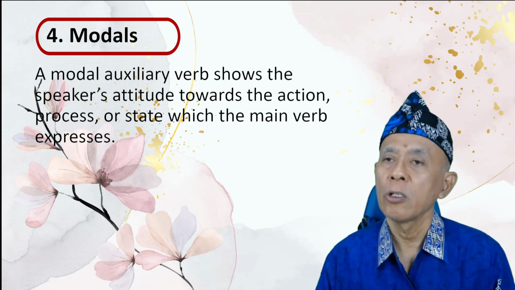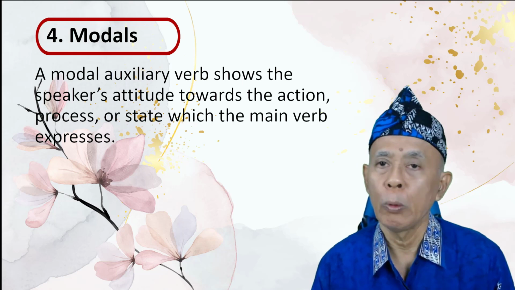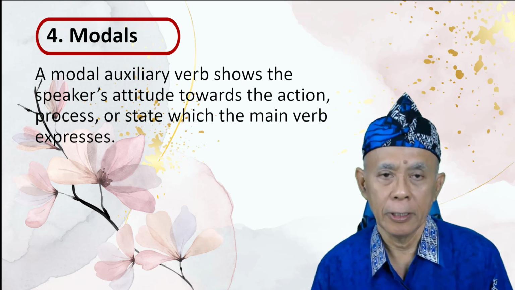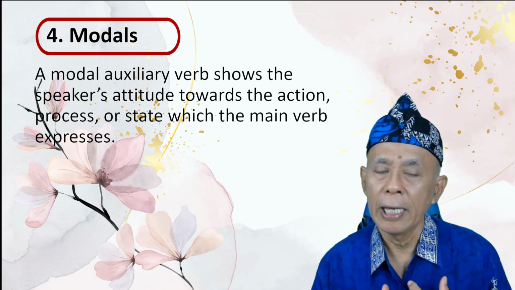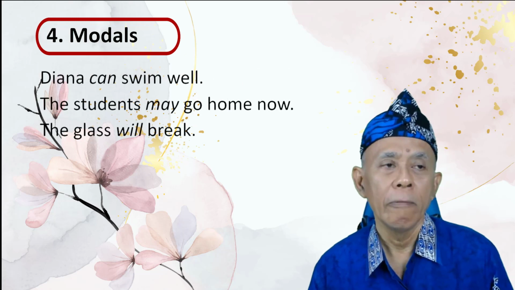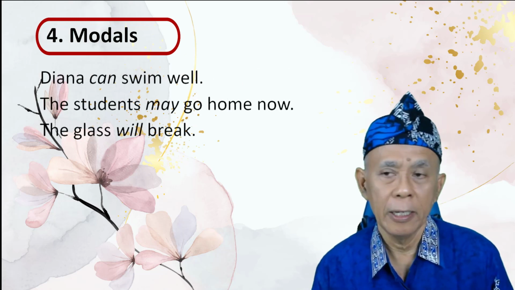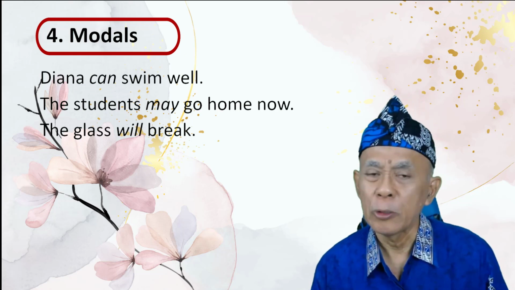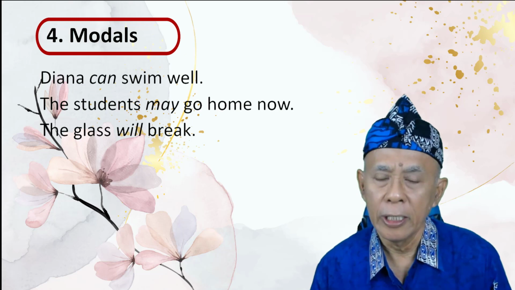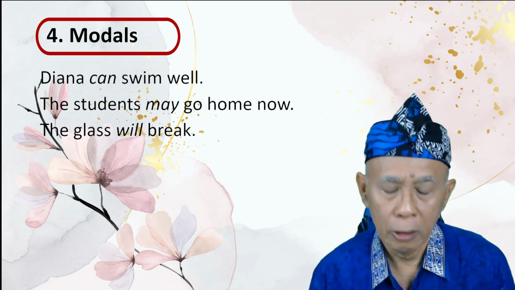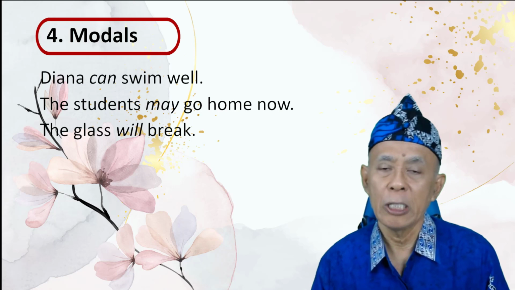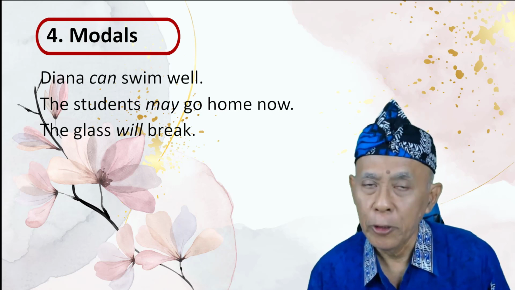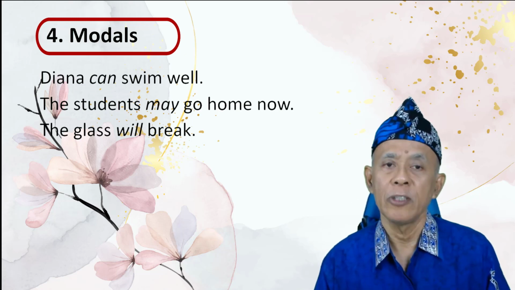A modal auxiliary verb shows the speaker's attitude towards the action, process, or state which the main verb expresses. So if we have a modal, it shows the attitude of the speaker. We have the example here: Diana can swim well. Swimming here is not an action, but only the ability which Diana can perform. We do not really say Diana swims, but that's only the attitude of the speaker that Diana has the ability to swim.